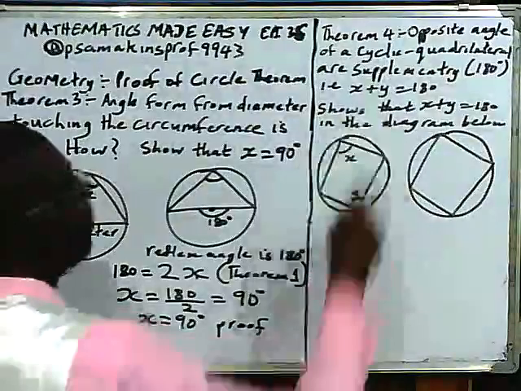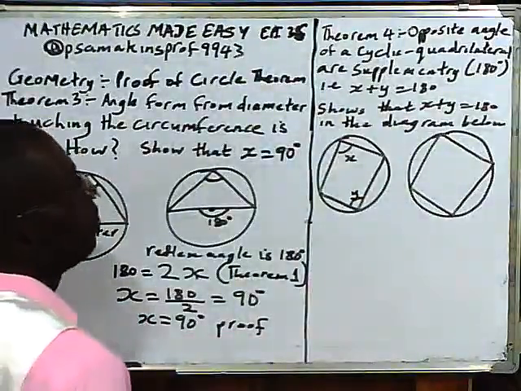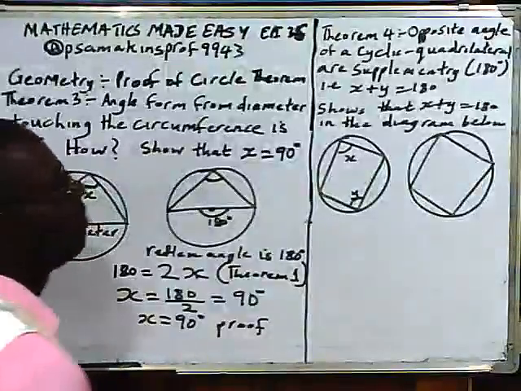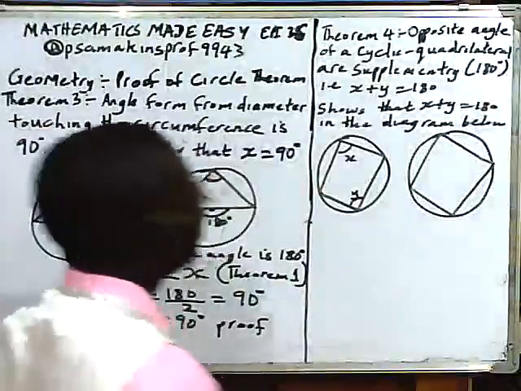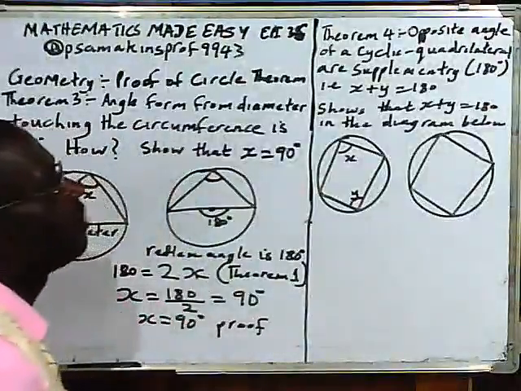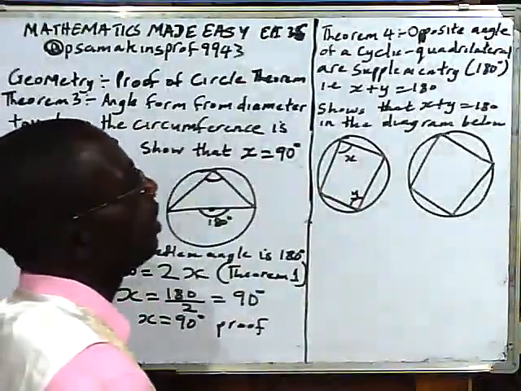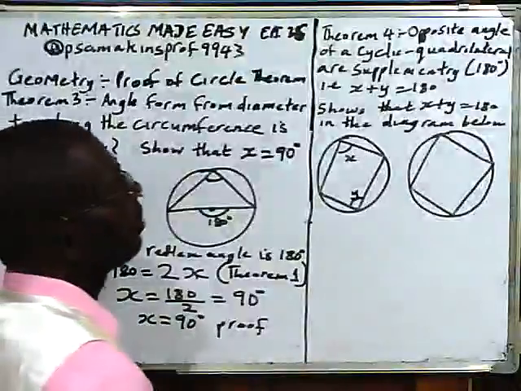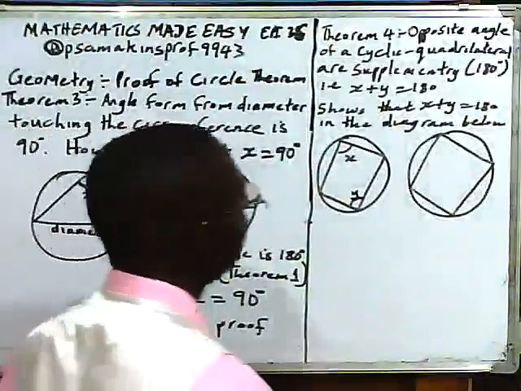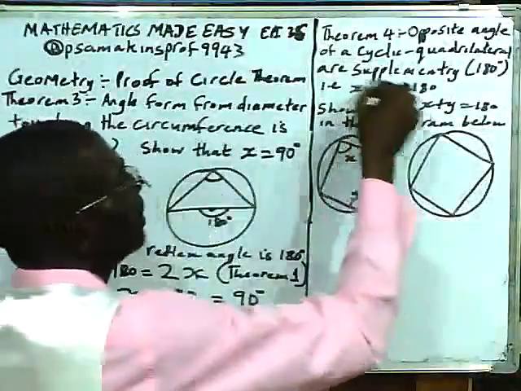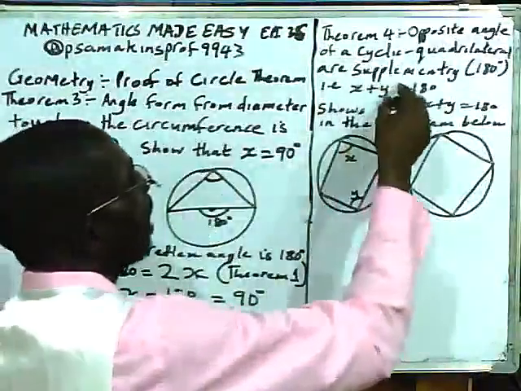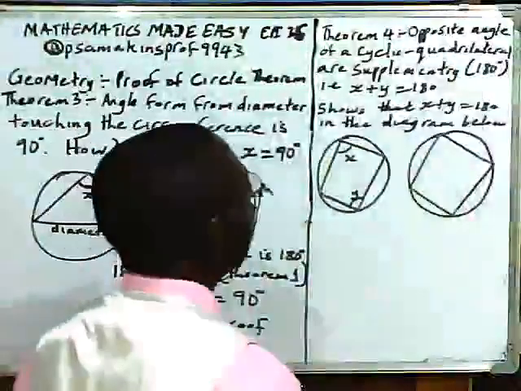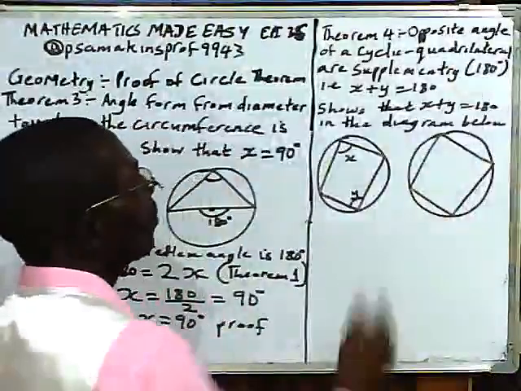Let's move to theorem 4. Opposite angles of a cyclic quadrilateral are supplementary. What are supplementary angles? Supplementary angles simply means the sum total is 180 degrees. If it is complementary angles, you have it as 90 degrees. So we want to show that x plus y, where x and y are the opposite angles of that cyclic quadrilateral. What do we mean by cyclic quadrilateral?